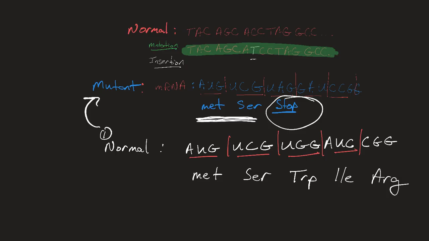So I almost confused myself, and I almost was looking at this as being the first, and then this being the second. But this is the normal, and it changed into the mutant. So this is how it started, and this is how it ended. So it didn't get longer, it got shorter. Does that make sense? All right.